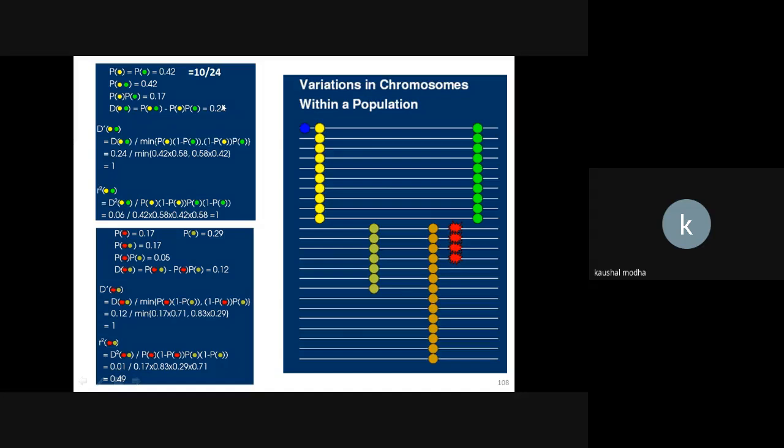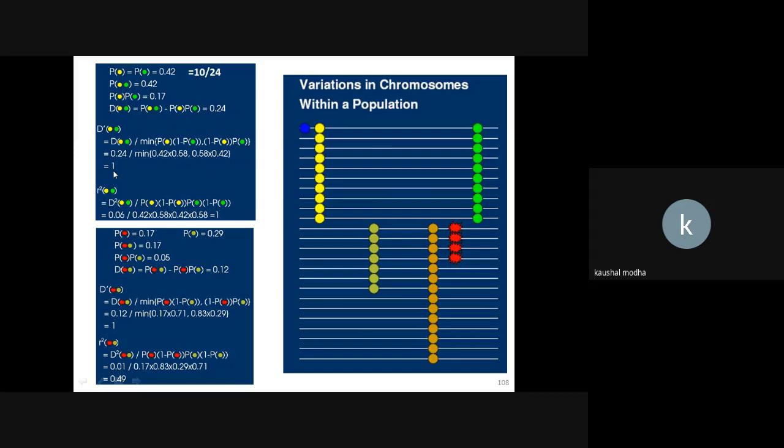Remember, it is not beyond minus 0.25 and plus 2. It is within that range. Now we calculate normalized D value, which is equal to raw D value divided by minimum of these two. So frequency of yellow allele is 0.42. Frequency of its counter allele here, which is not colored, is 0.58. Similarly, here also, frequency of green allele is 0.42. Its counter allele is 0.58. If you work this out, normalized D value would be 1.